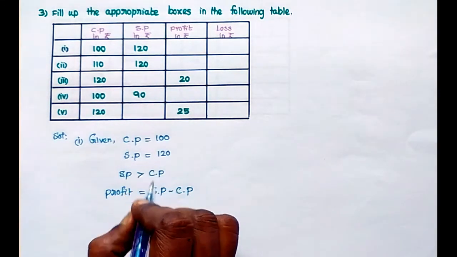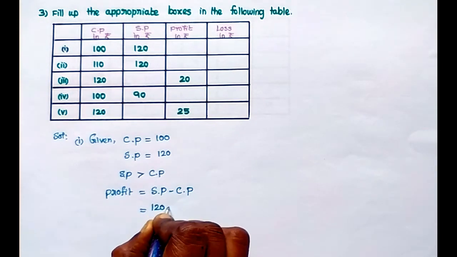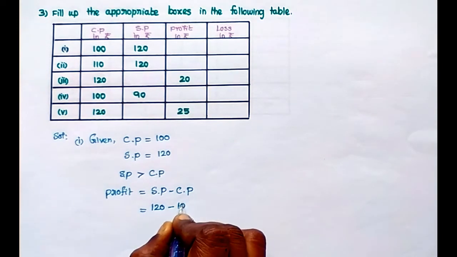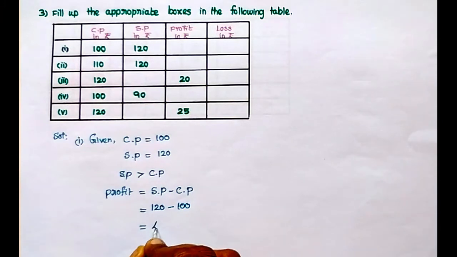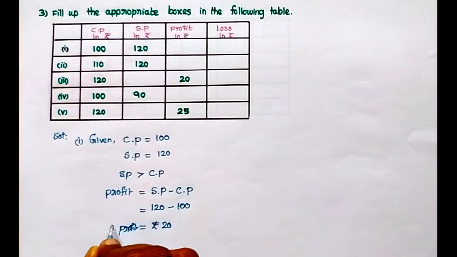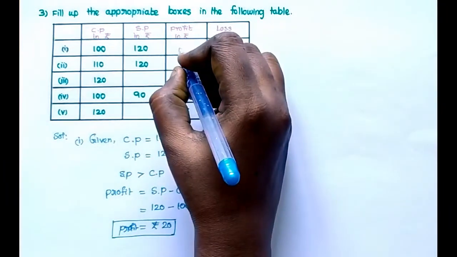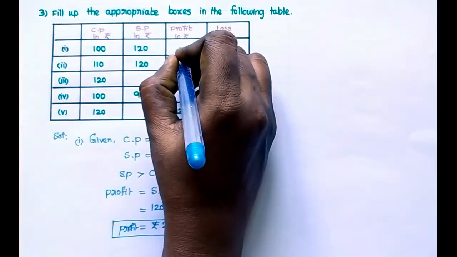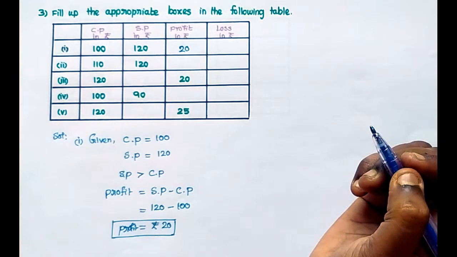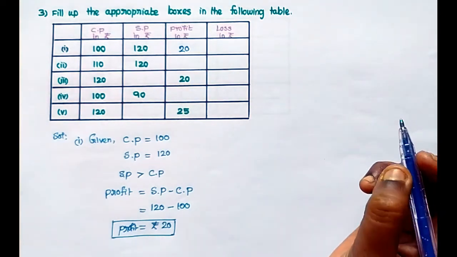What is selling price here? 120 minus cost price 100. So how much profit? 120 minus 100, 20 rupees profit. So profit, that is how much? 20 rupees. That is the answer. Next one.